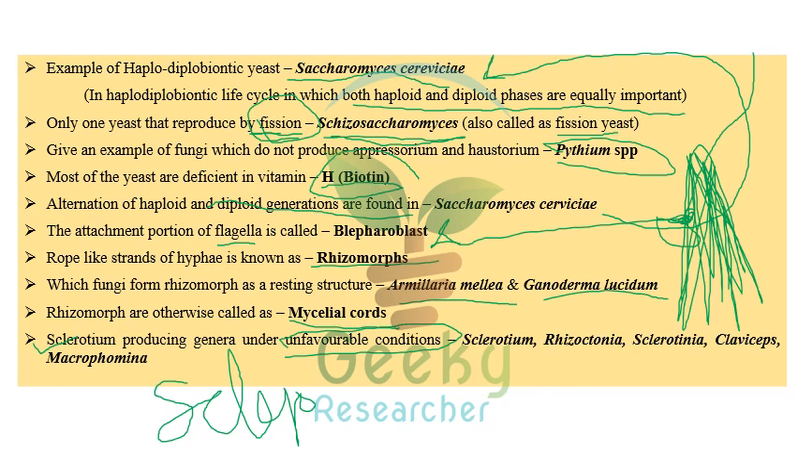Now we will see which fungi can produce sclerotia during unfavorable conditions. The first example is Sclerotium rolfsii, Rhizoctonia, Sclerotinia, Claviceps and Macrophomina. These are all fungi which produce sclerotia during unfavorable environmental conditions. I repeat, it's very important: Sclerotium rolfsii, Rhizoctonia solani, Sclerotinia, Claviceps species, and Macrophomina phaseolina.